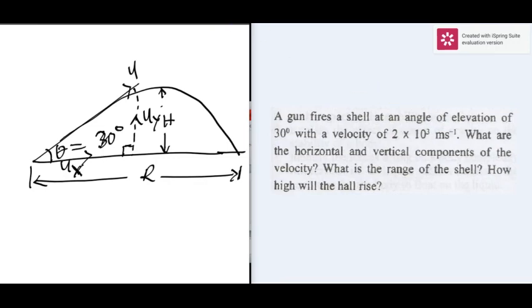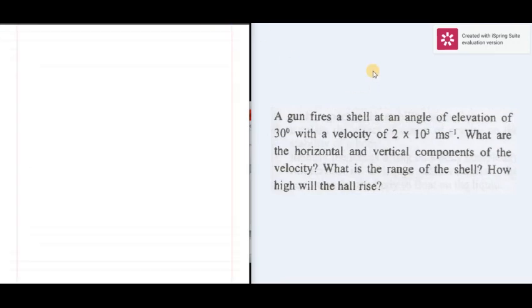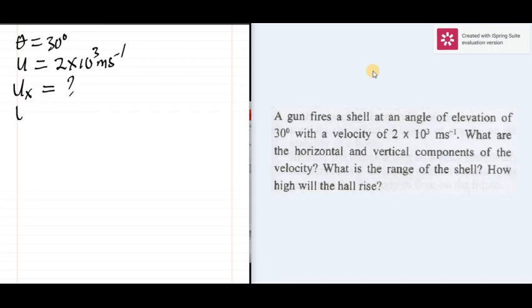That is the situation of the question. So let's list the information. Angle is given, 30 degrees. Initial velocity 2 times 10 raised to the power 3 meters per second. Horizontal component of the velocity is needed. Vertical component of the velocity is needed. The range, and then the maximum height.